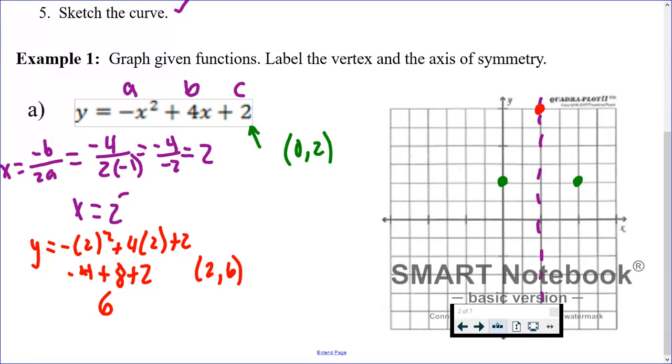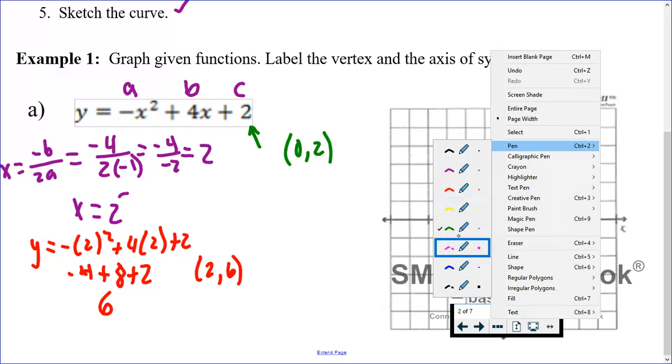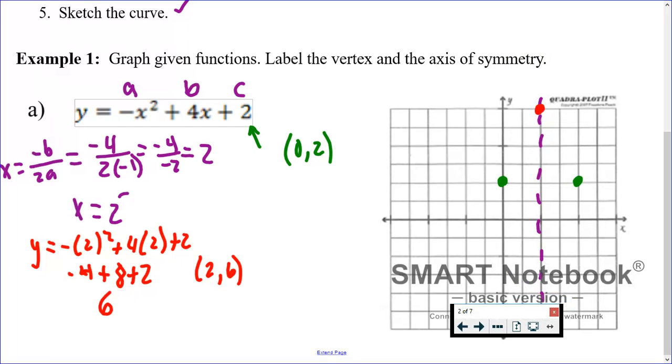Now you get to the part where you just pick something else. So you pick a value of x that you think is going to fit on the graph. If I already know that the vertex has an x-coordinate of 2, the y-intercept has an x-coordinate of 0, I'm going to pick the x value of 1. I'm going to find out where's the point in between here.